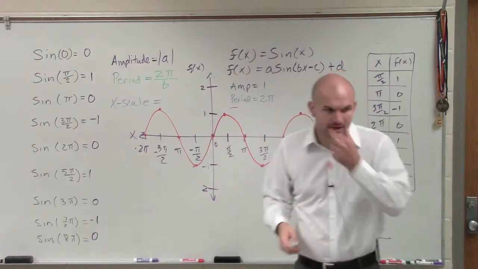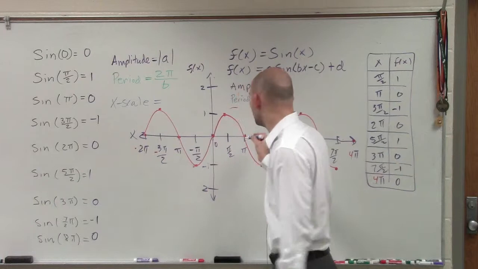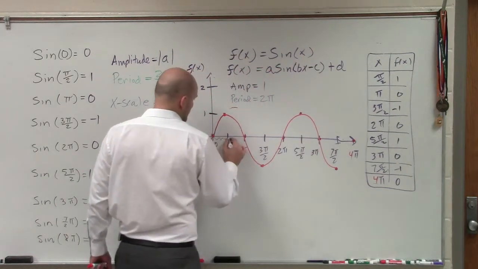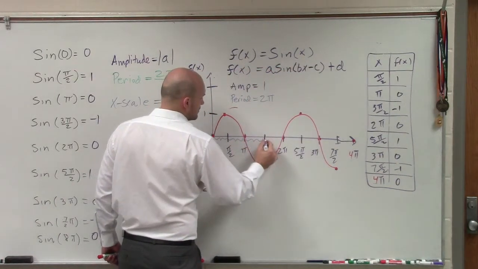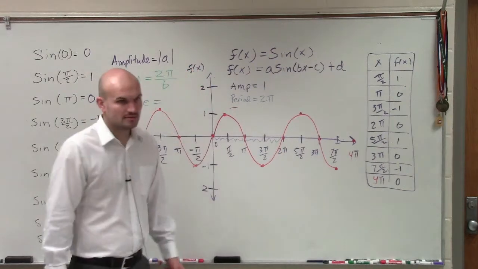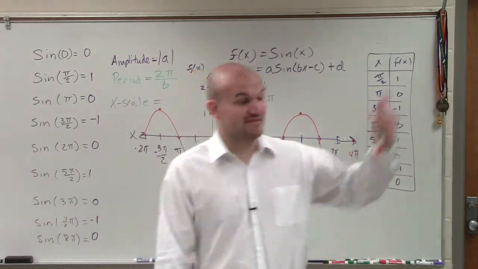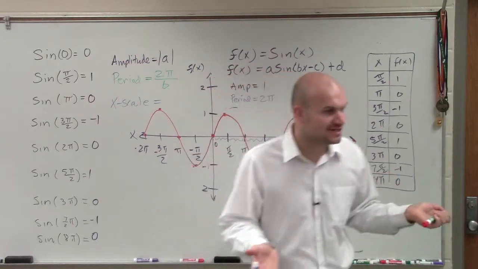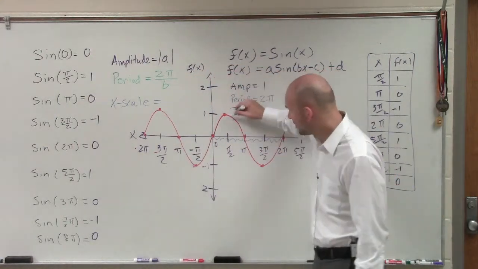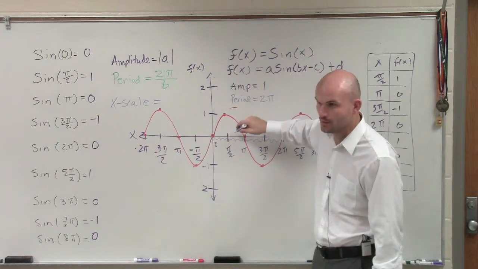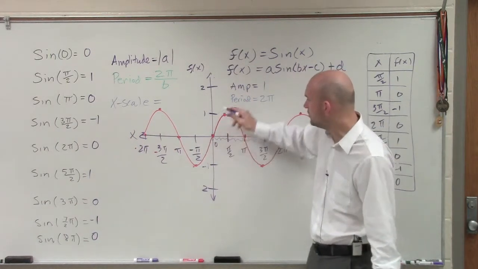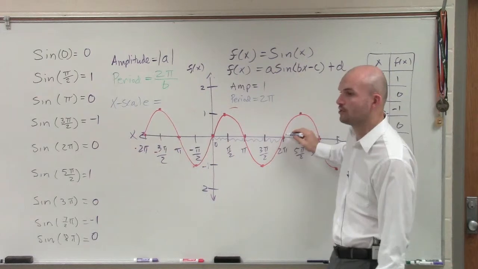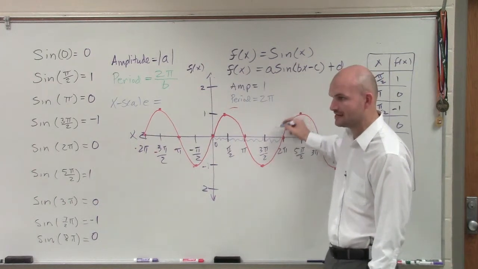x-intercept. So if you guys notice, in each one of these intervals, something important is happening. Would you guys agree? Every interval, I either have a maximum, a minimum, or an x-intercept. So if you're going to graph something, we don't really care about what these points are, because you can figure out these points. But why do we really care? If we can just plot these 4 points, can we graph it just like I did?